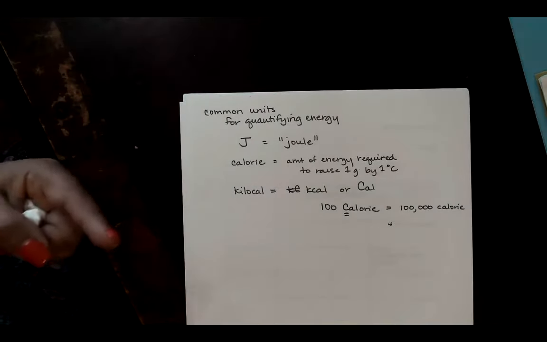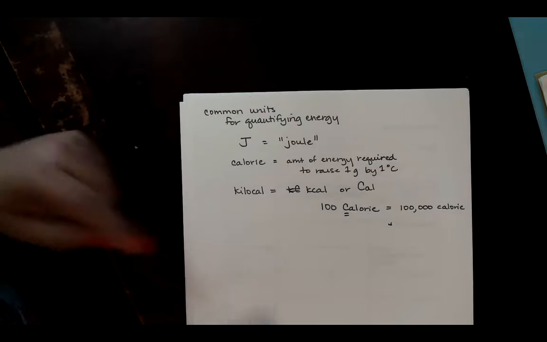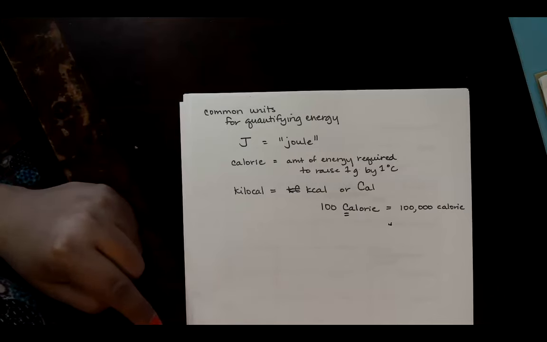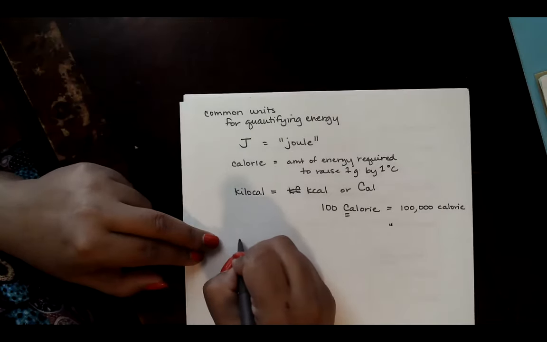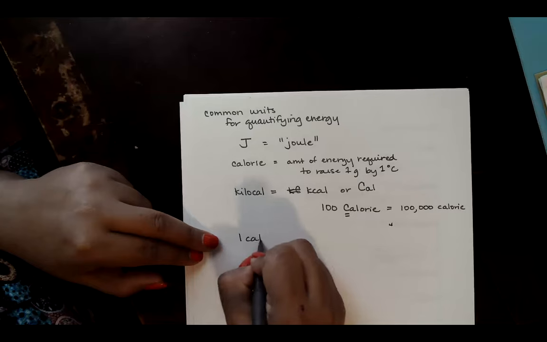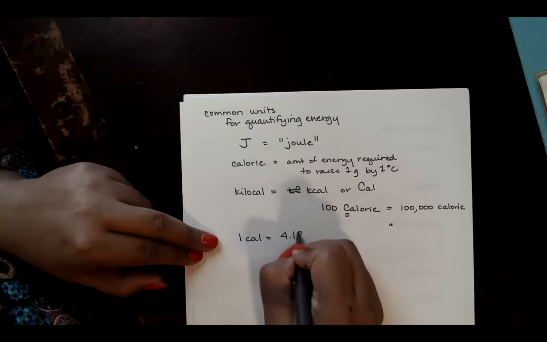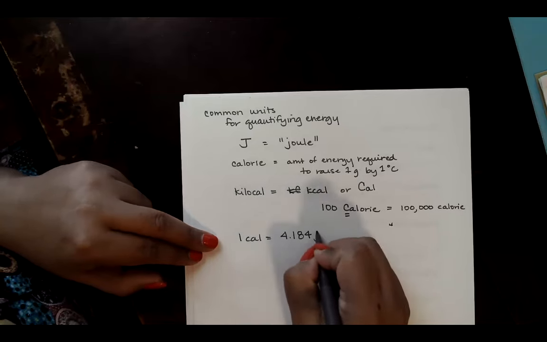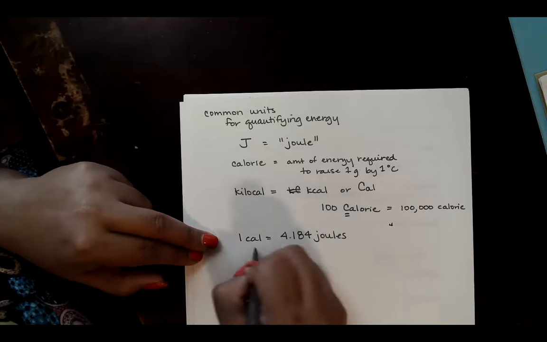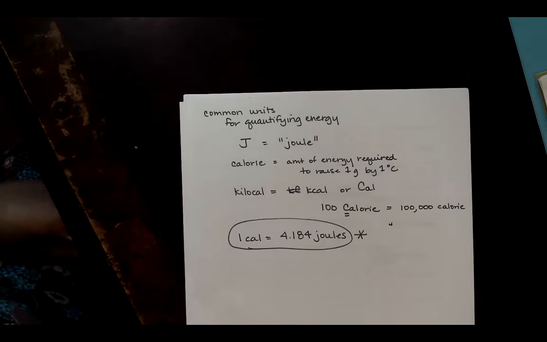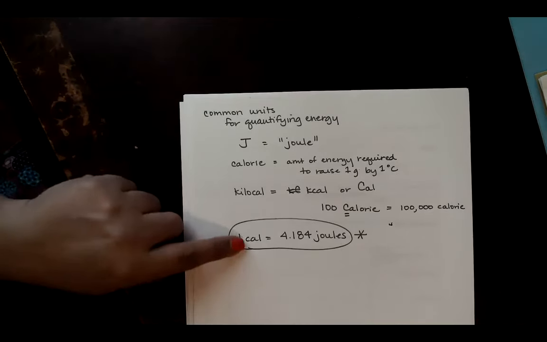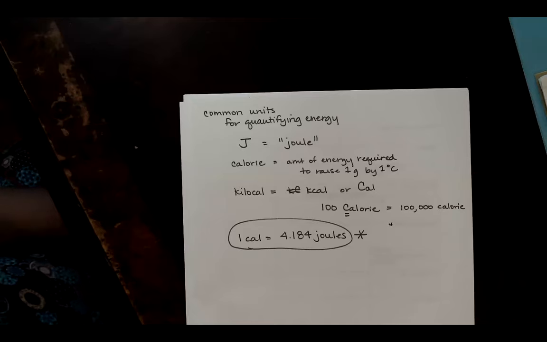Now, there is a relationship between joules and calories, and that's why I wanted to introduce the idea of specific heat. One calorie is equal to 4.184 joules of energy. That's an important conversion factor, and that's calorie with a little c. So one calorie is equal to 4.184 joules.